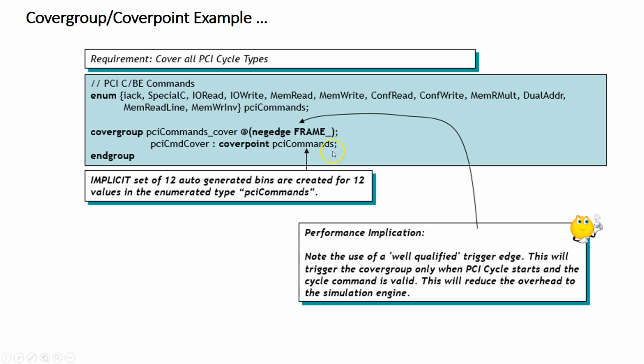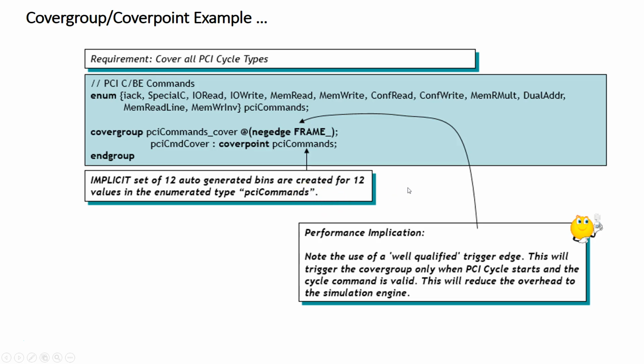Now again, I'm not providing it any bins because I haven't discussed bins yet, but if you don't provide any bins, simply put a semicolon there or 2 squiggly brackets as I just showed you, then an implicit set of 12 auto-generated bins are created for the 12 values in the enumerated type PCI commands. So basically, whenever you cover point a given variable and don't tell the simulator what kind of bins you want to create, it will create all possible bins based on the width of this variable. In this case, it's an enum type, so the number of enum values you have in this particular enum type. So it will create 12 of those.